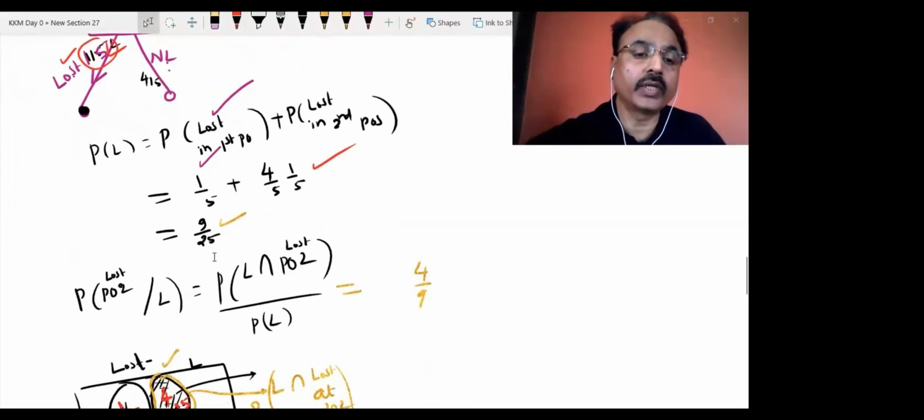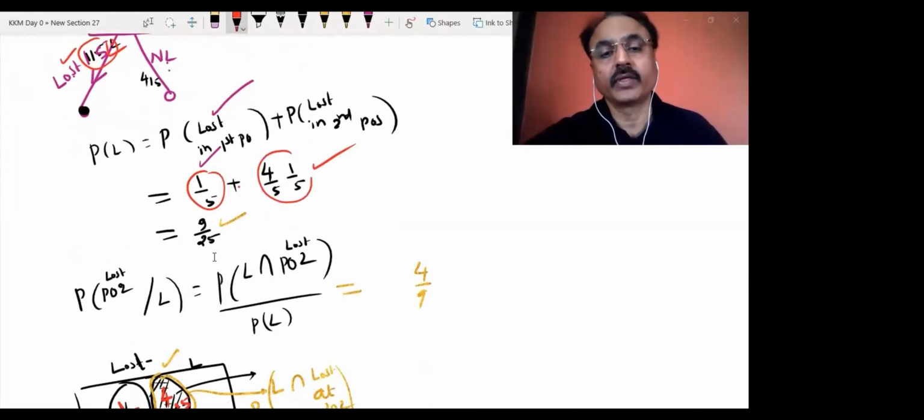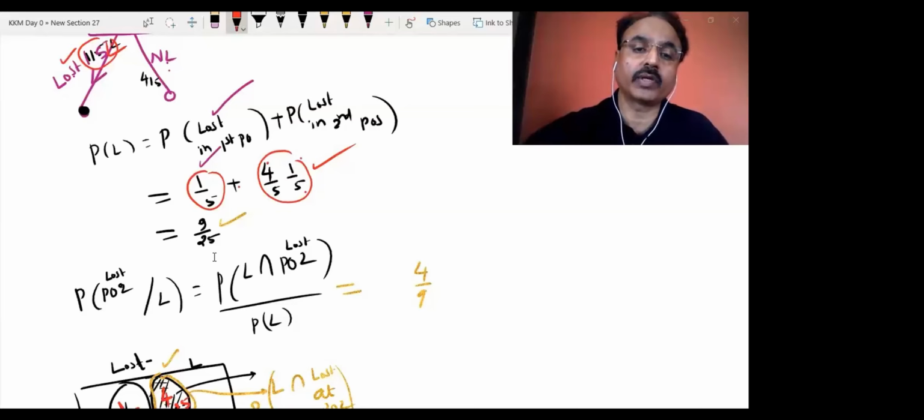So probability of losing in the first post office plus probability of losing in the second post office: 4 by 5 into 1 by 5, because it is not lost in the first post office, lost in the second post office. Totally lost possibility is 9 by 25.